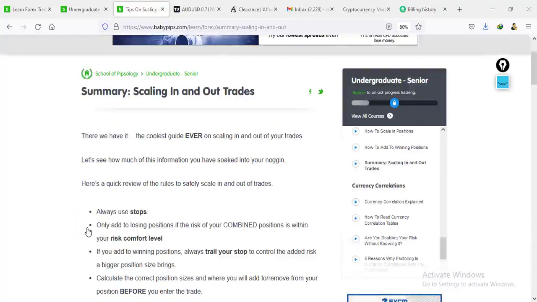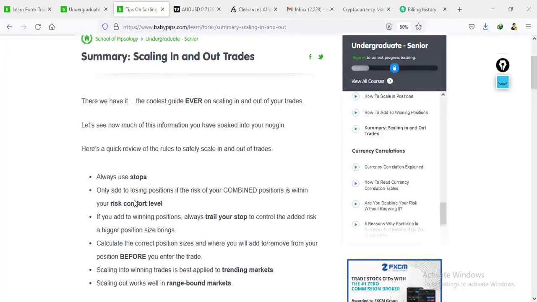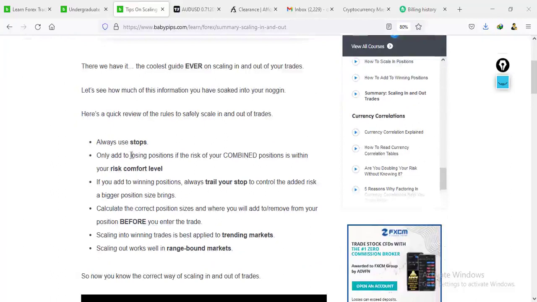So here we are on the summary of scaling in and out of trades. There are lots of things we just have to remind ourselves of. Okay, so let's see what we have learned so far. Now the very first thing we want to remember is this: always use stops. Only add to losing positions if the risk of your combined positions is within your risk comfort level. If you add to winning positions, always trail your stop to control the added risk. A bigger position size brings bigger risk potential as well.